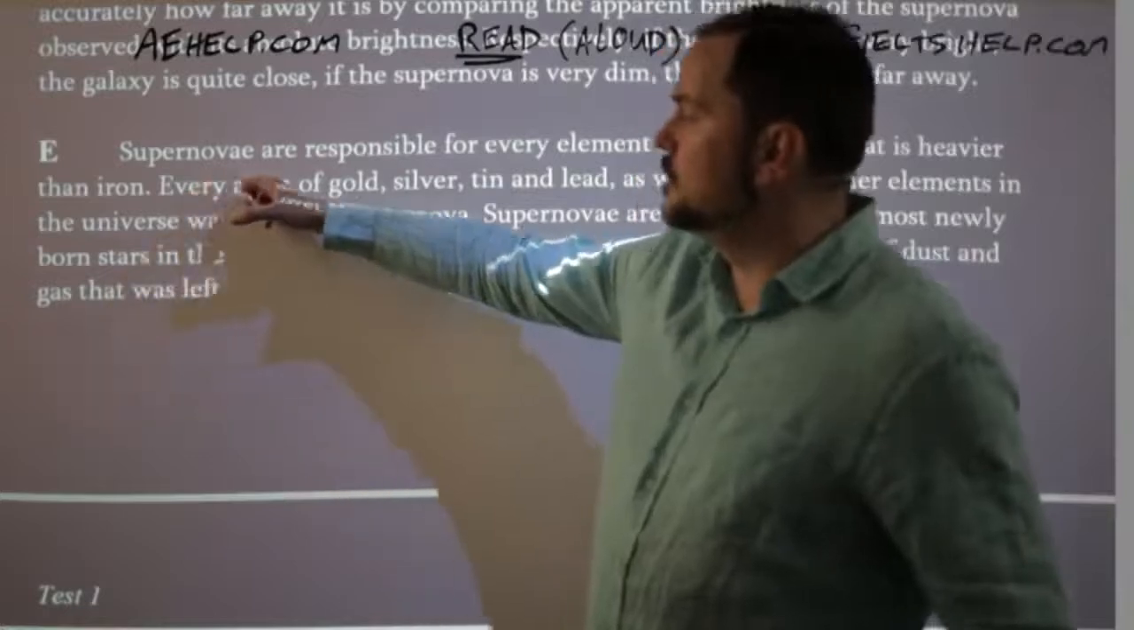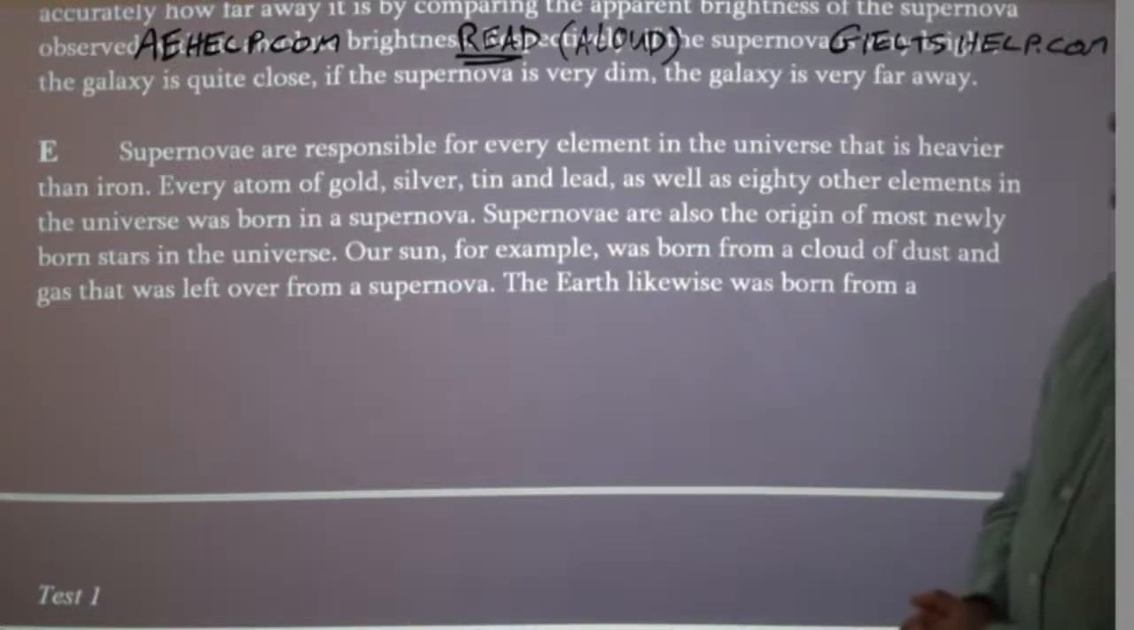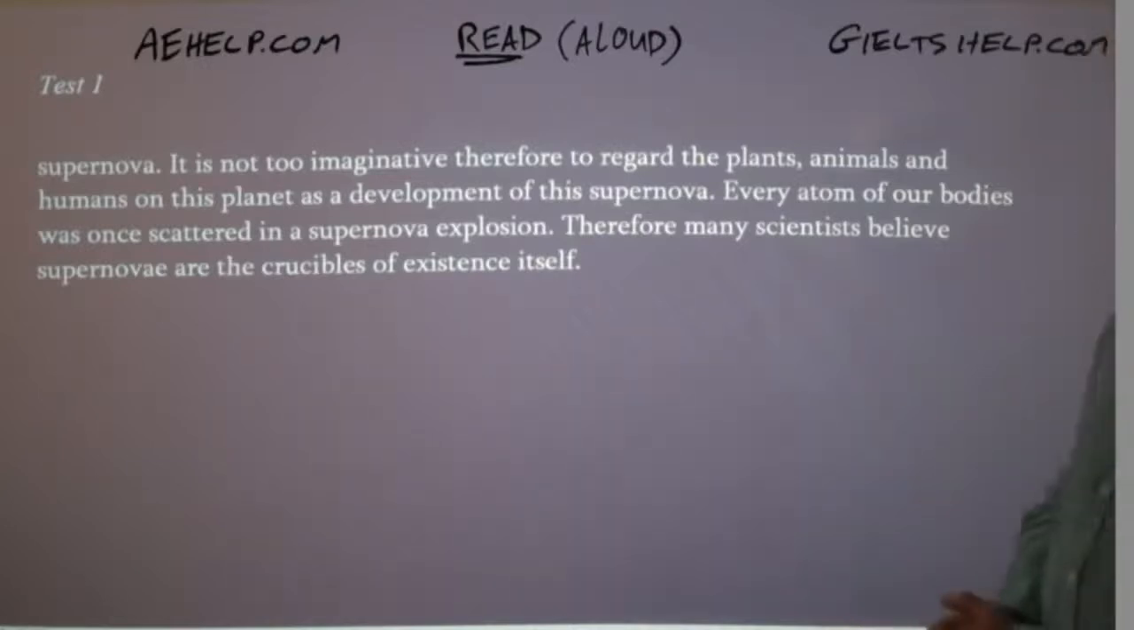All right, so here we go. E. Supernovae are responsible for every element in the universe that is heavier than iron. Every atom of gold, silver, tin, and lead, as well as 80 other elements in the universe, was born in a supernova. Supernovae are also the origin of most newly born stars in the universe. Our sun, for example, was born from a cloud of dust and gas that was left over from a supernova. The Earth, likewise, was born from a supernova. It is not too imaginative, therefore, to regard the plants, animals, and humans on this planet as a development of this supernova. Every atom of our bodies was once scattered in a supernova explosion. Therefore, many scientists believe supernovae are the crucibles of existence itself.